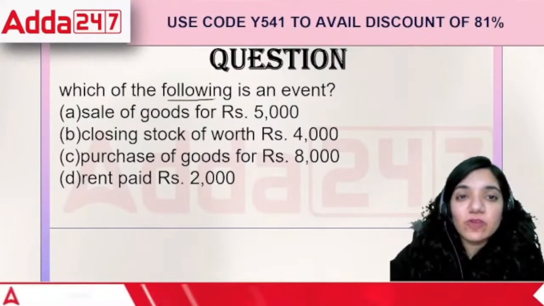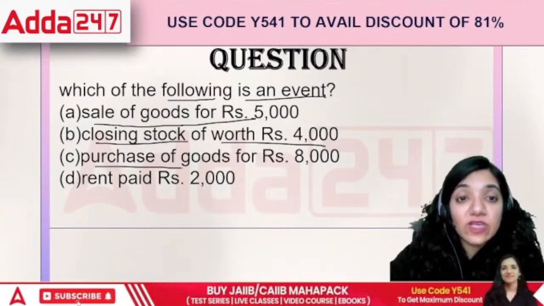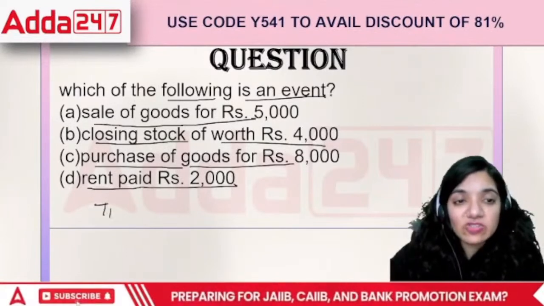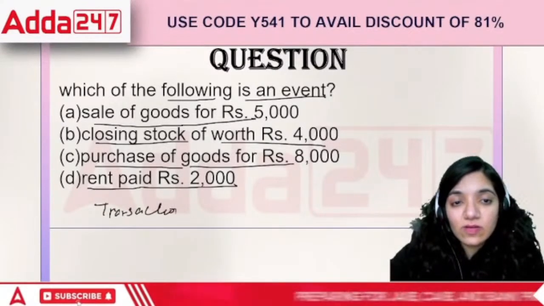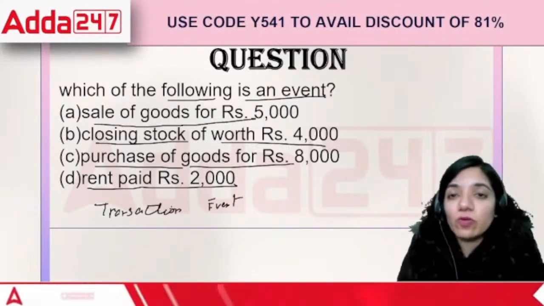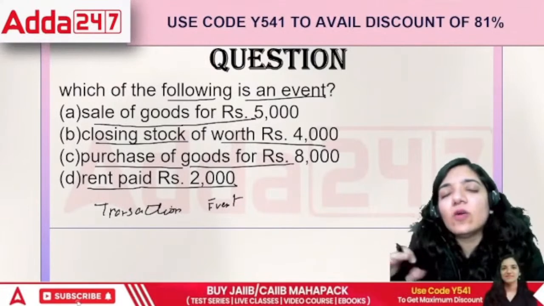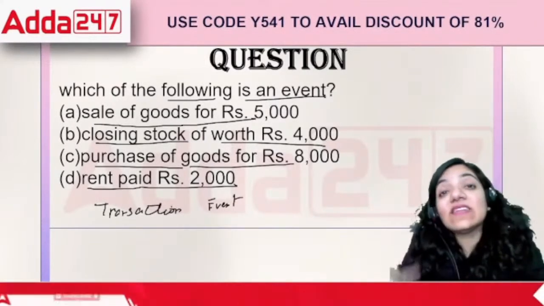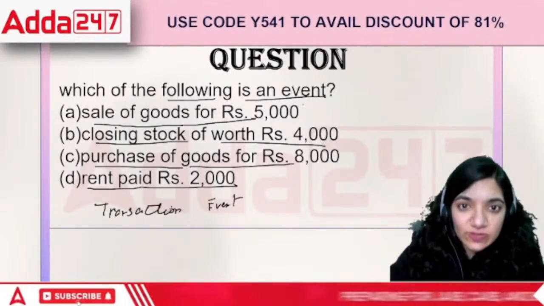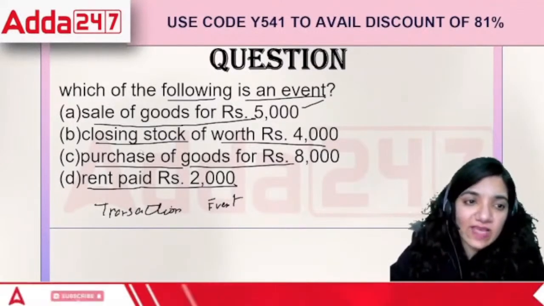Next is, which of the following is an event? Sale of goods for rupees 5,000, closing stock worth rupees 4,000, purchases of goods worth rupees 8,000, or rent paid 2,000. There is a difference between a transaction and an event. Do you know what's the difference between the two? A transaction is something which just happened, and its impact or its effect is called an event. So in this case, sale is just a transaction, right? Then purchase is another transaction. Nothing else happens in this area.